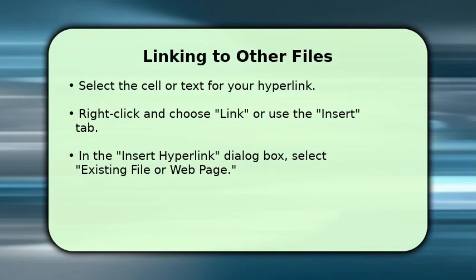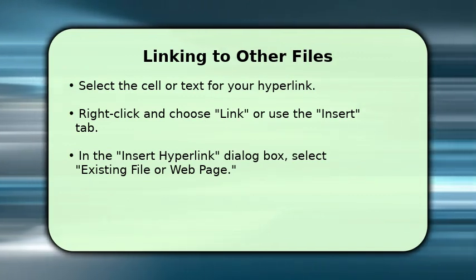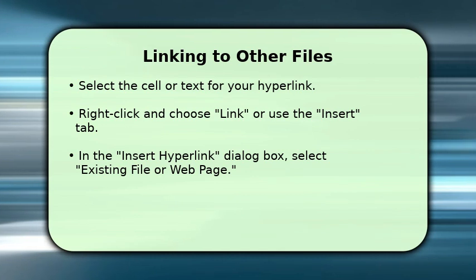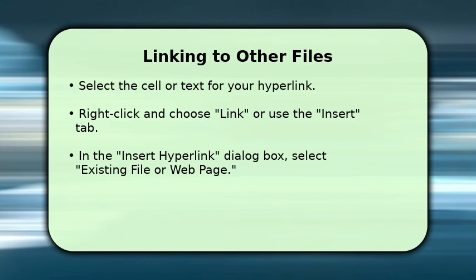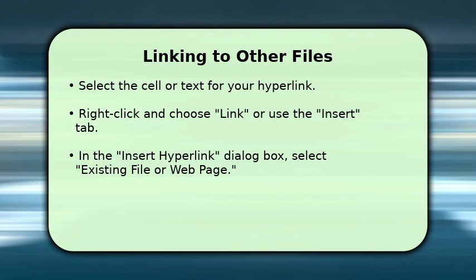For external links, the process begins similarly. Select your cell or text, then right-click and choose Link. This time, in the Insert Hyperlink dialog box, select Existing File or Web Page. You can then browse to the Excel file you want a link to. Optionally, you can add a specific sheet and cell reference, such as C/reports/sales.xlsx Sheet 1, B5 to direct users to a precise location within that external document. This is ideal for connecting related reports.